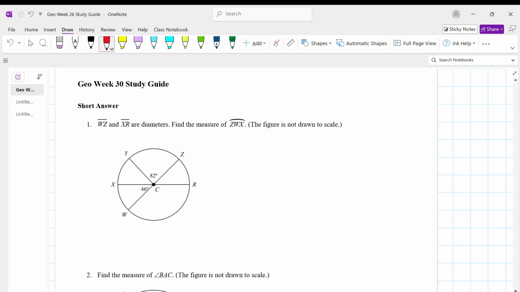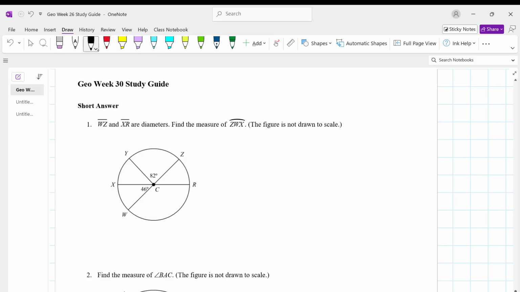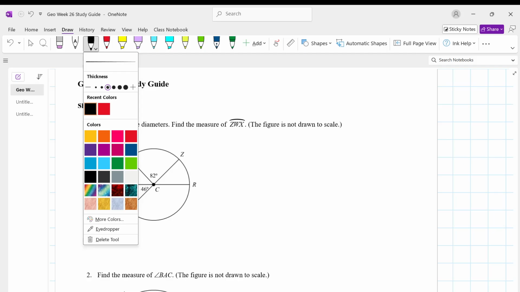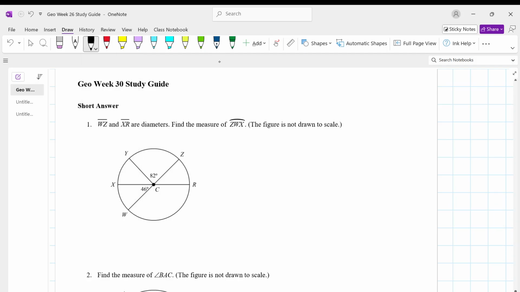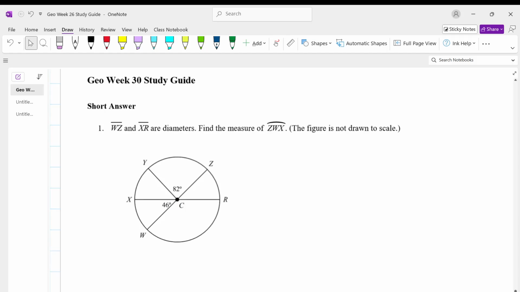All right, so here's your study guide for quiz 30. And this has been uploaded to Focus as well, if you'd like to look at it on your computer screen. So here we go.